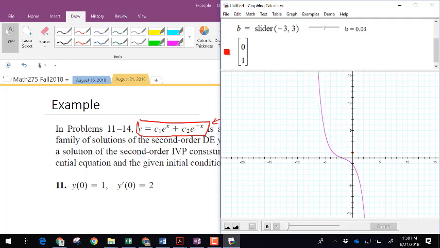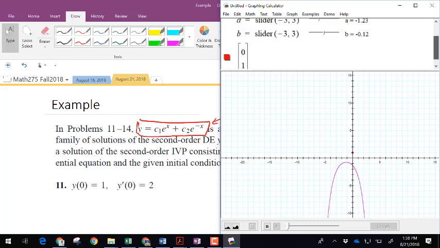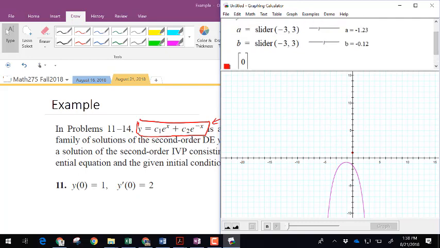So I can keep messing around with the different values here. Oh, it looks like that one passes through. But then if I change this value a little bit, I can still make this thing pass through somehow, right? So I know I can find a solution now. It's just my solution might not be unique if I only have one initial condition.